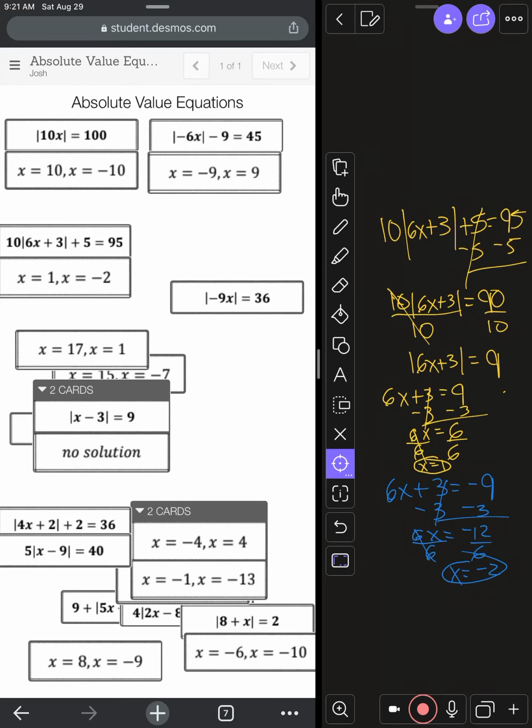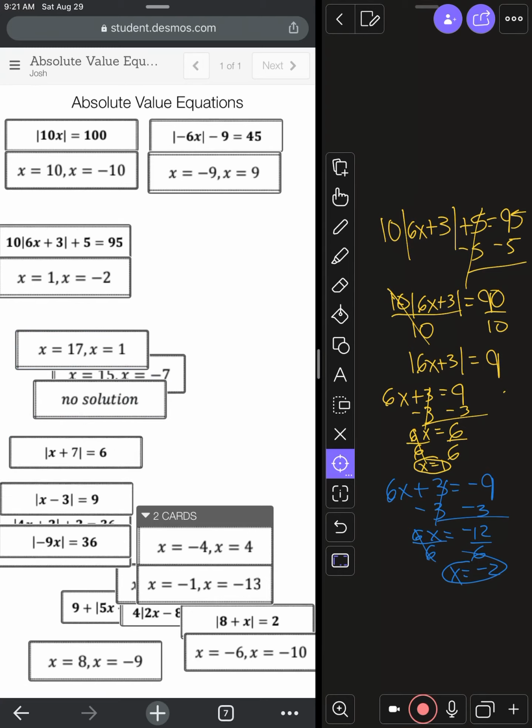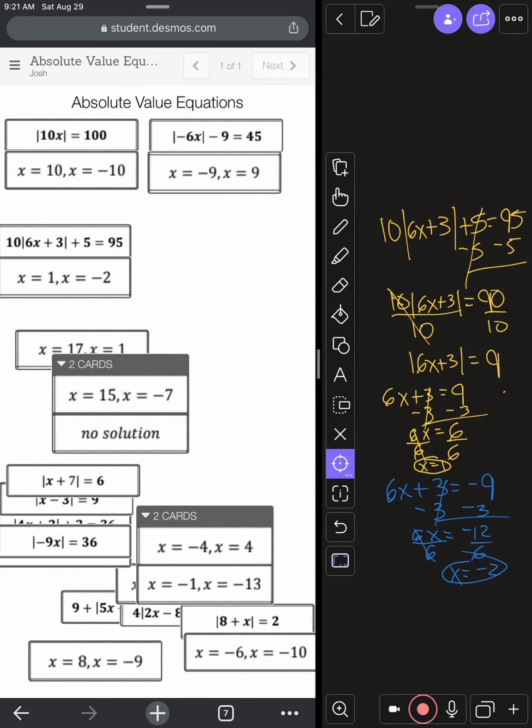This one, it's already by itself, the absolute value. So you would just set negative 9x equal to 36, and negative 9x equals negative 36. And you would solve those two equations. Let's see. This one, the absolute value is all by itself. So you would just say x minus 3 equals 9. That's one equation. You would solve that. And you would also have x minus 3 equals negative 9. You would solve that. And that would give you your two answers. And it's the same process for all of these.